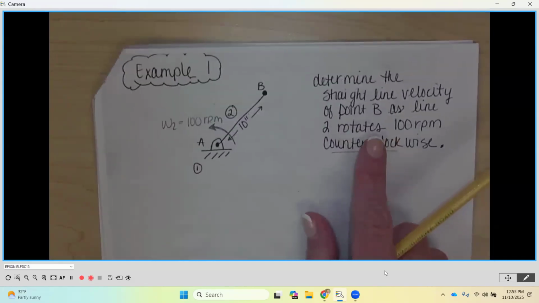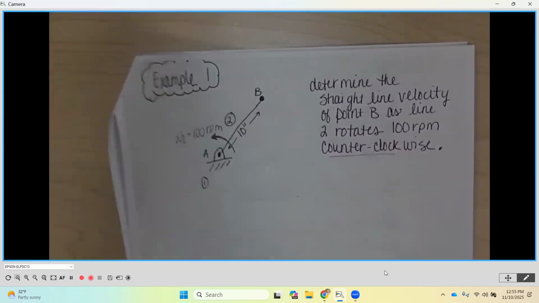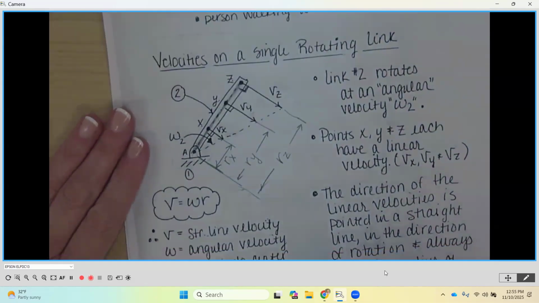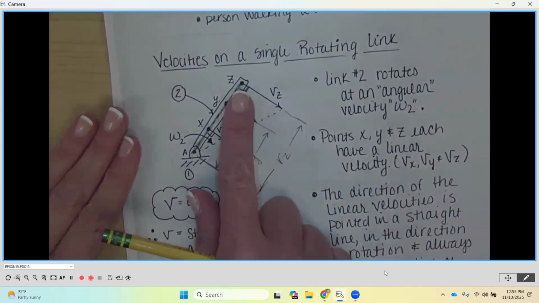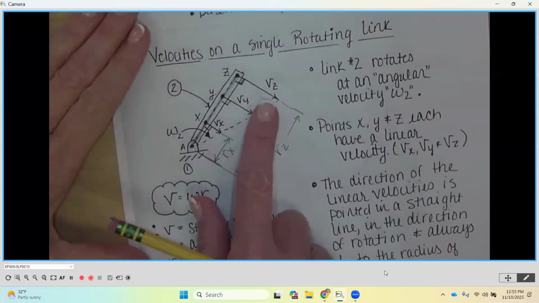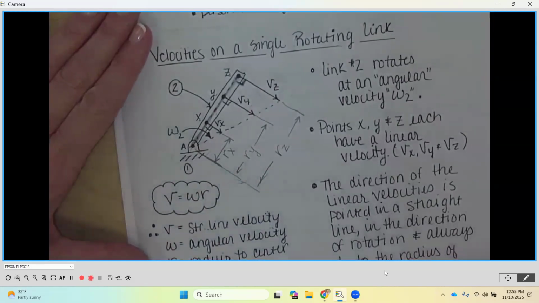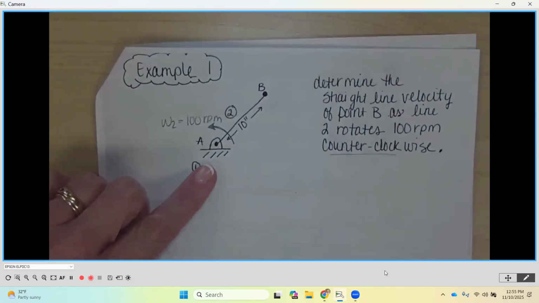Now we want to determine what is the straight line velocity of point B. Straight line velocity is going to have that variable of lowercase v. So if we look on the first page here, remember, this is the straight line velocity of point X, Y, and Z, right? So this is going to be the straight line velocity of point Z in this case. I want to do that very same thing for point B.